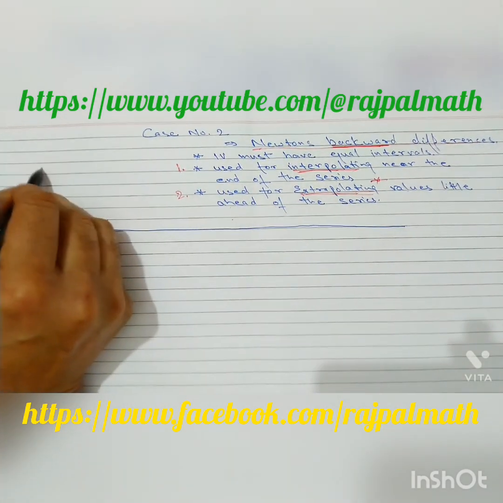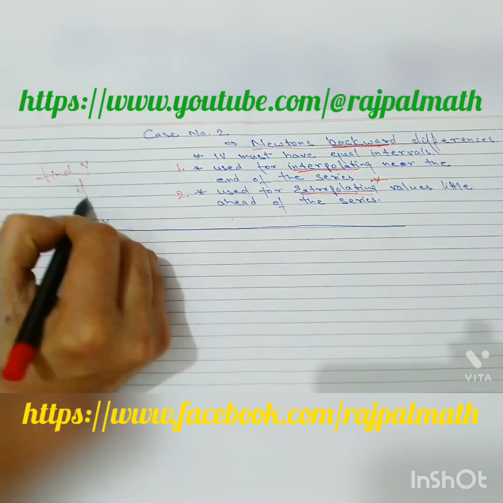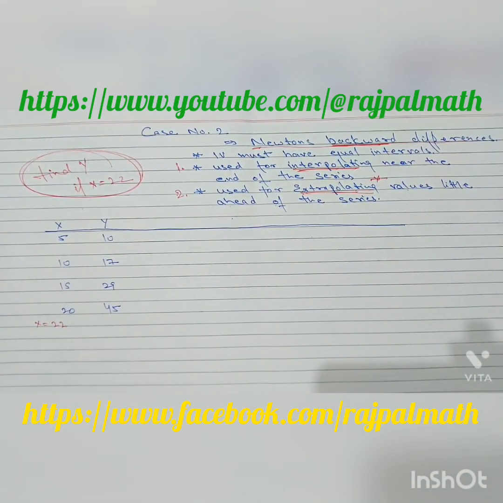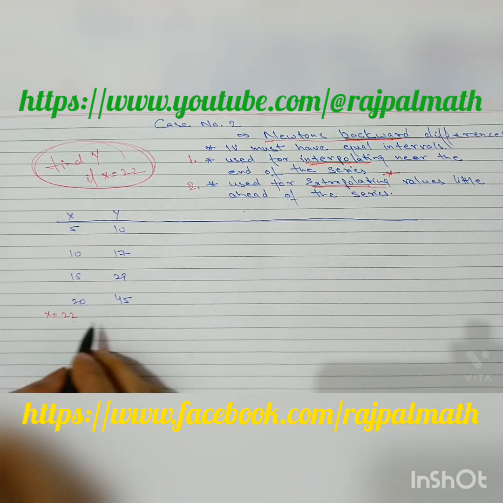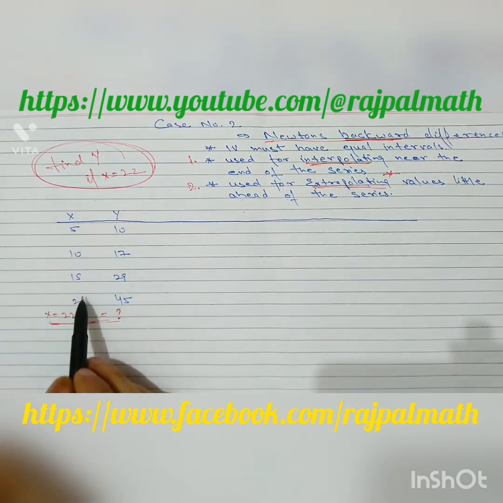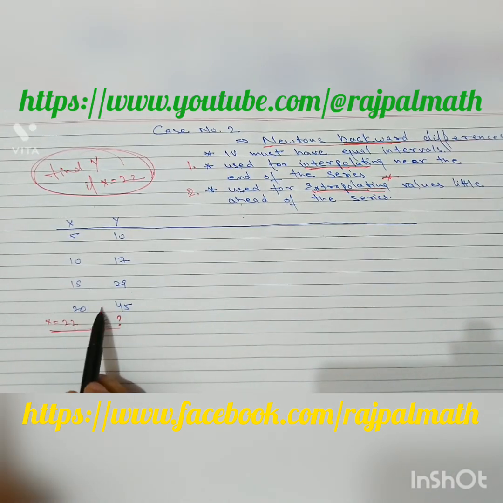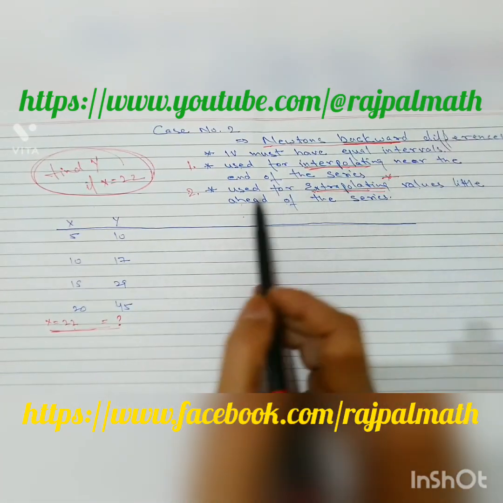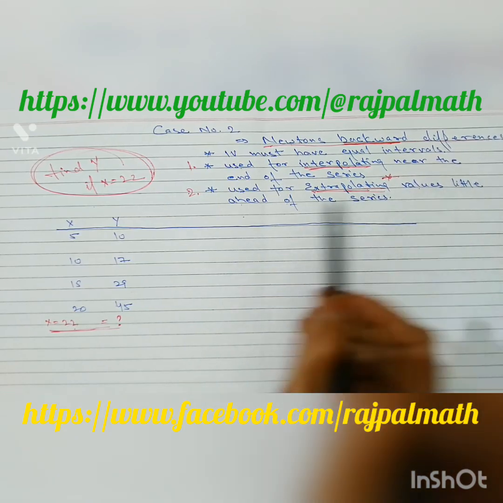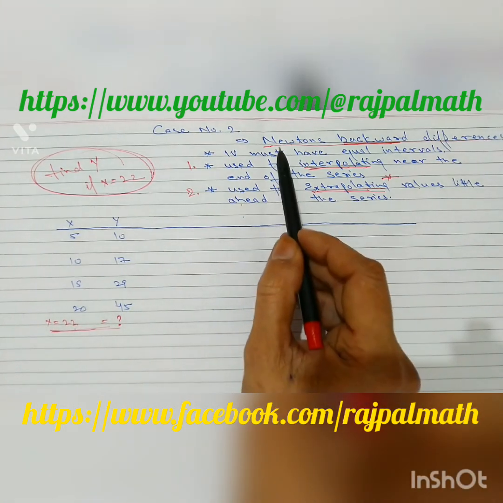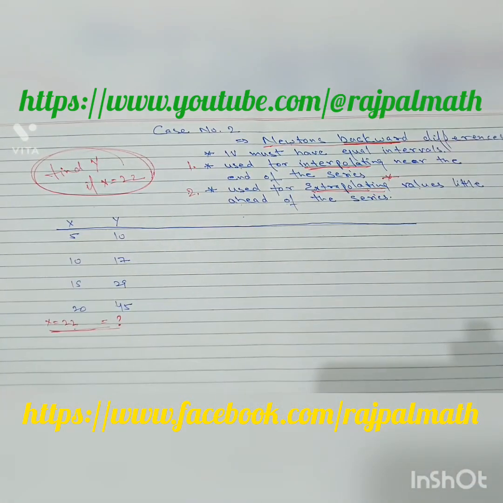Like find y if x equals 22. Now 22 lies outside the series, meaning this method belongs to extrapolation. Newton's backward differences method can be used for extrapolating values little ahead of the series. 22 is little ahead of the 20.